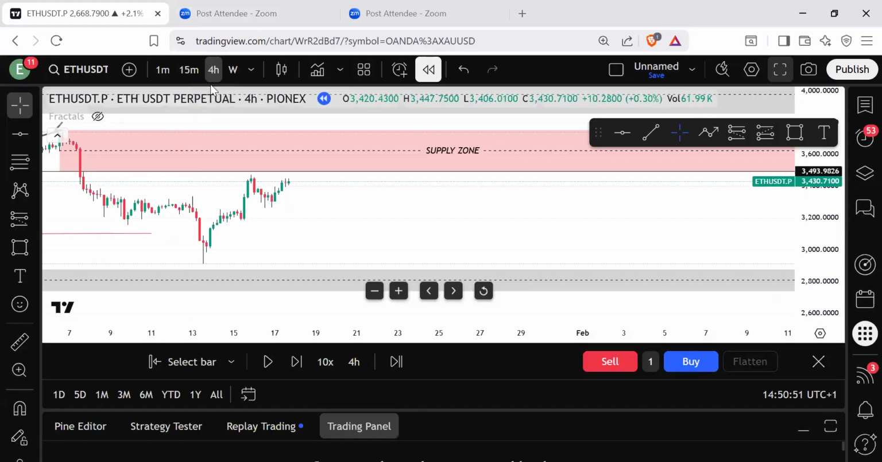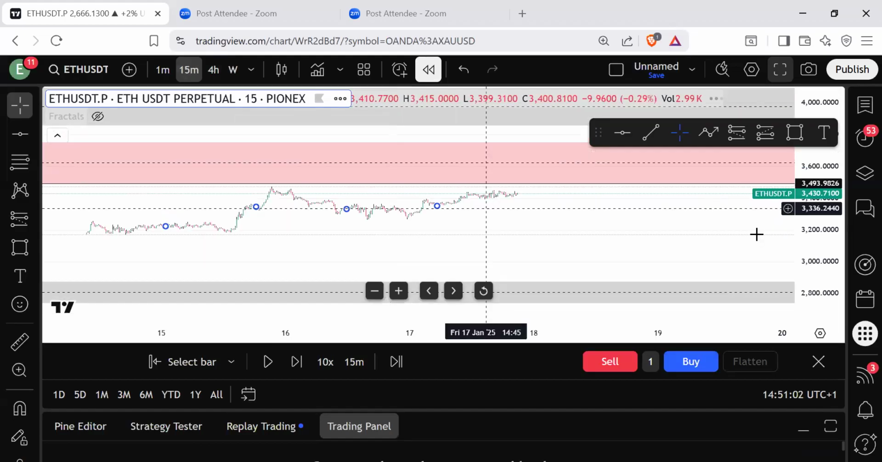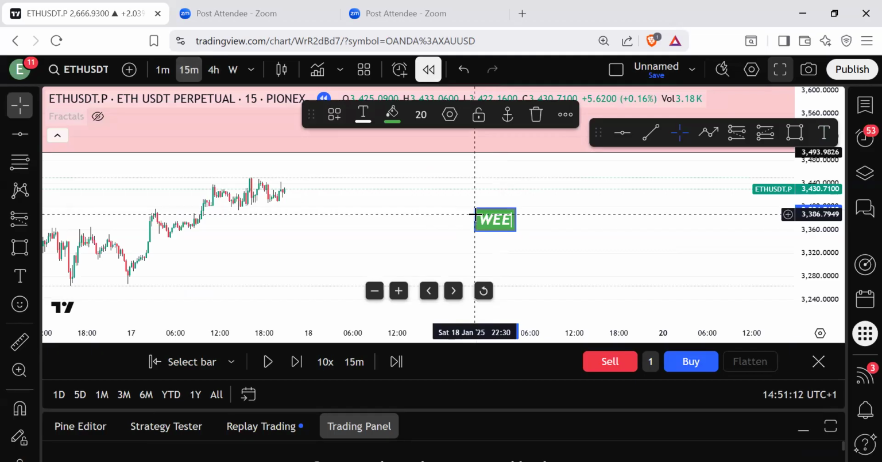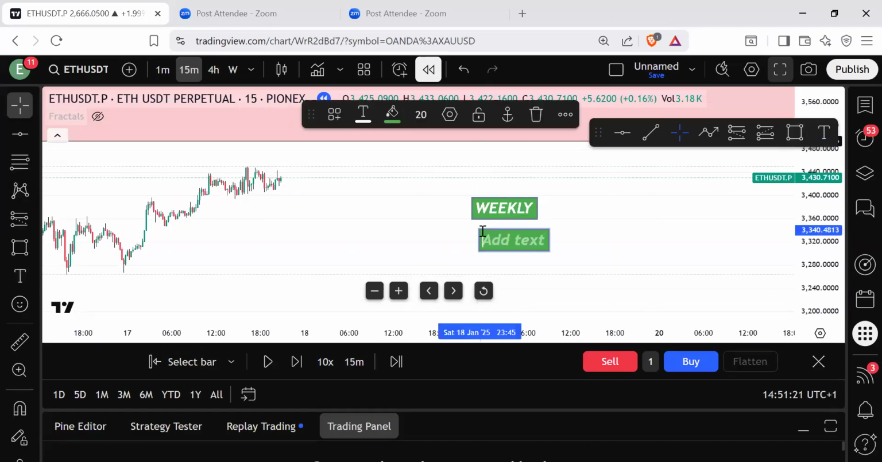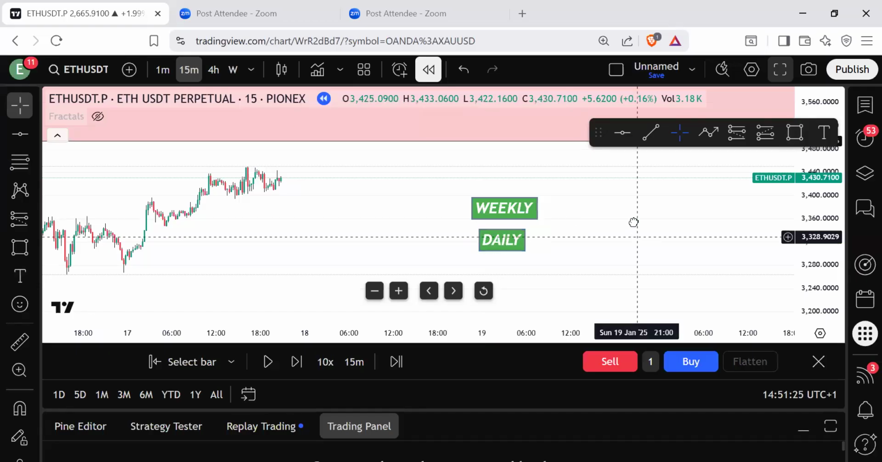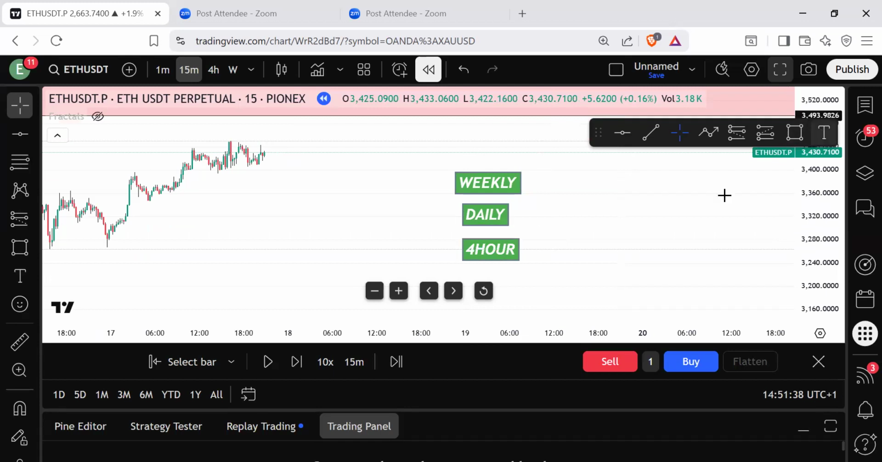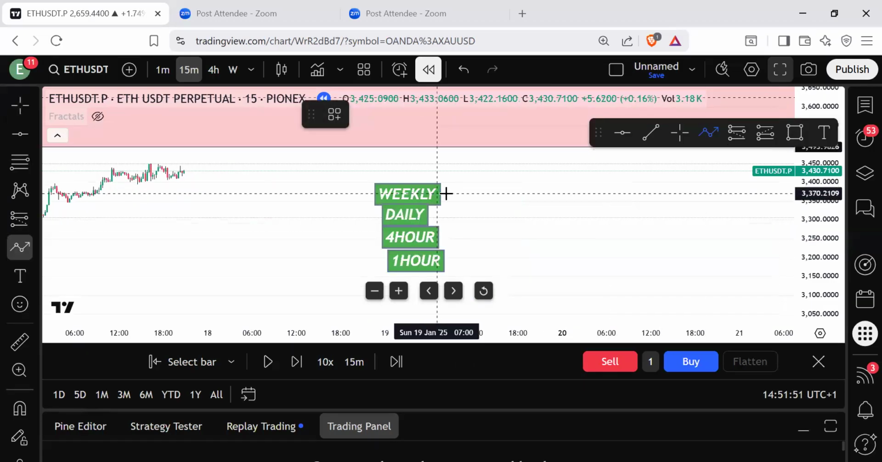So 4 hours, and for entry is 50. Let me just use weekly, daily, and 1 hour.